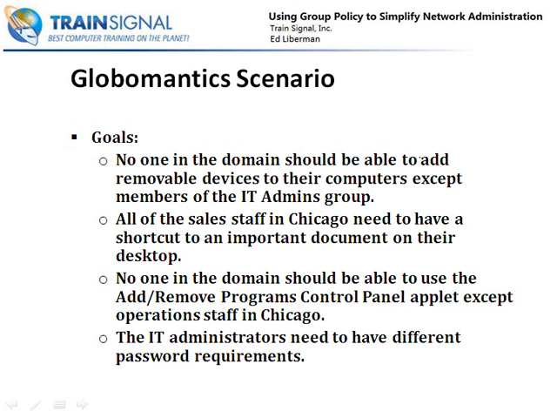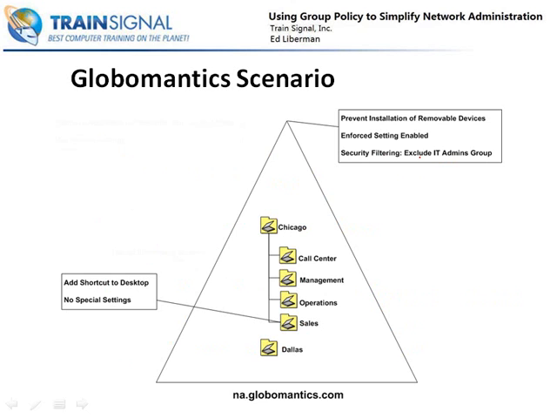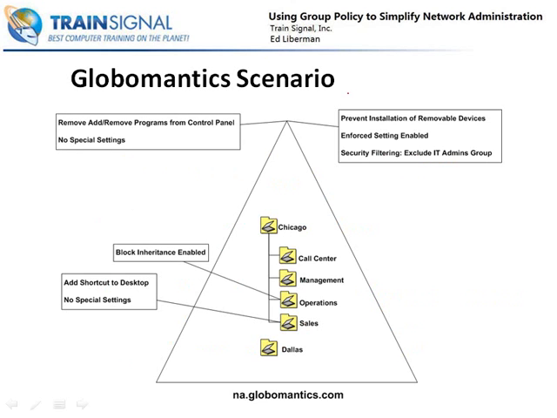The third goal was to make it that no one in the domain can use the add and remove programs control panel except the operations staff in Chicago. Well, the way we're going to solve this is by going ahead and doing a couple things. One, we're going to go ahead and create a GPO which removes the add and remove programs from the control panel and link it to the domain. Right? That way it's everyone in the domain. But the way we're going to make it not affect users in the operations department is by going ahead and enabling the block inheritance setting on the operations organizational unit.